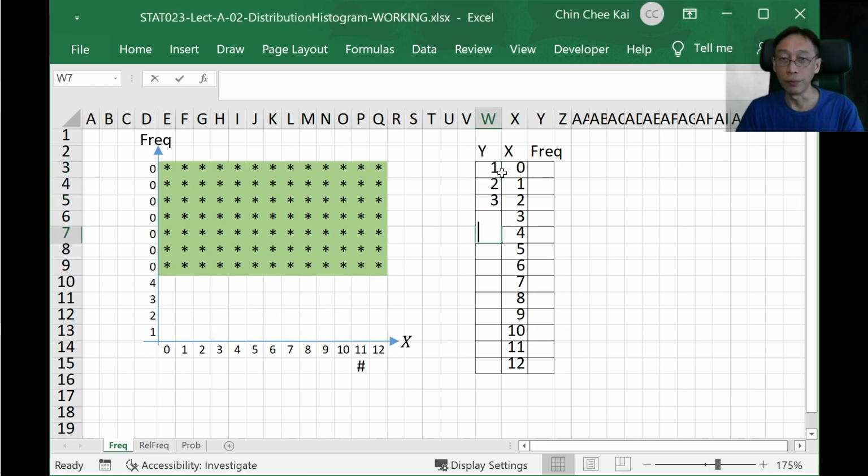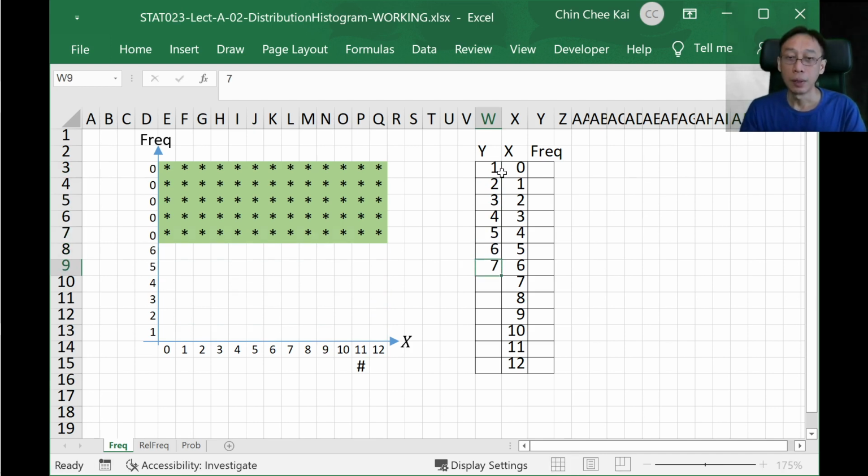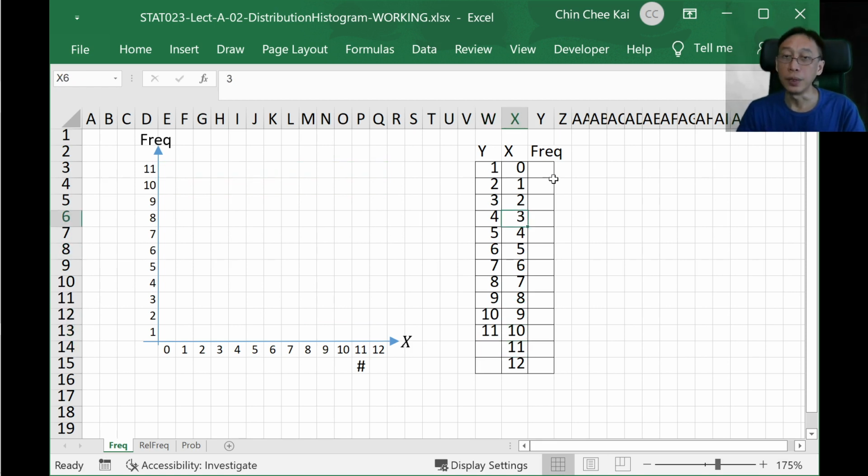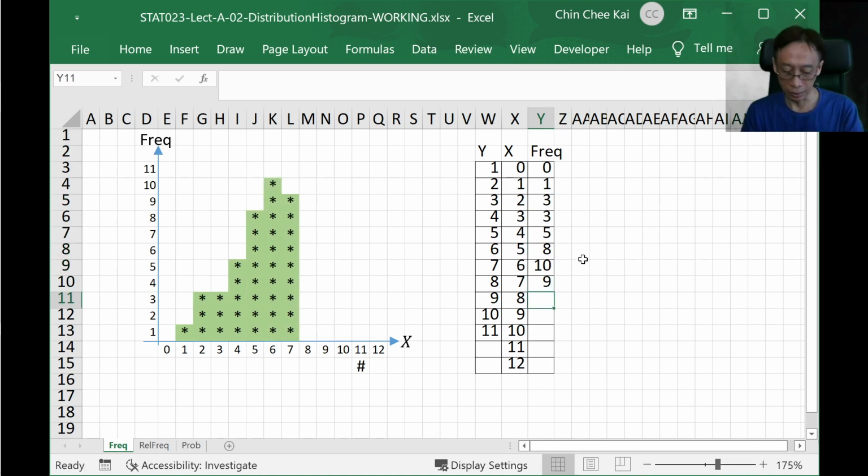One, two, three, four, five, six. Okay. And if we start to fill up the frequencies, how many times did I see the x, the measured value, being observed? No time. How many times did I see x equals to 1? One time. 3, 3, 5, 8, 10, 9, 6, 7, 4, 2, 1.